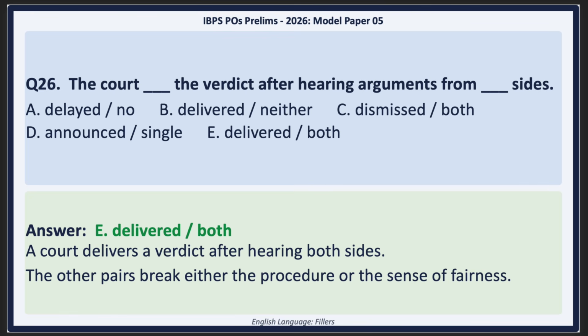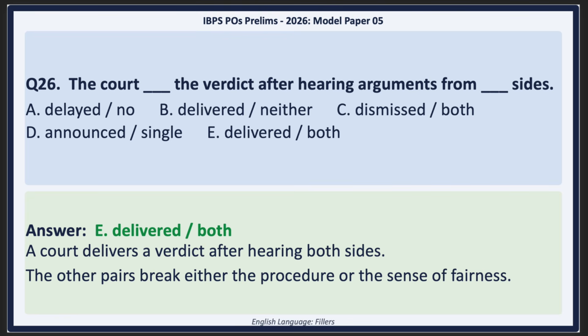What's fascinating here is that these final questions evaluate a candidate's speed in pattern recognition. For question 26, the concept is procedural logic. Option E is correct. The court delivered the verdict after hearing both sides. Because fairness dictates they listen to everyone. Right. Distractor options might suggest delaying the verdict after hearing no sides, which breaks the fundamental concept of judicial reality.